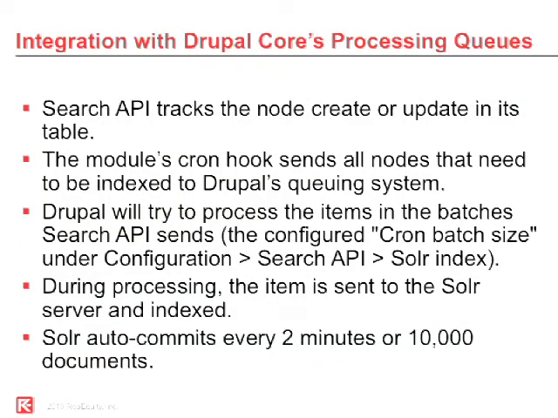So under the hood, this is kind of how it works. Out of the box, I think it sends things to Solr on cron jobs. So when you update a node or create a node or delete a node, it actually tracks that in a Search API table with a timestamp. And on the next cron run, it takes everything with a timestamp and sends it to a Drupal processing queue. It does send them in batches that you can configure inside the UI, and then Drupal will use its queuing API in order to process them.